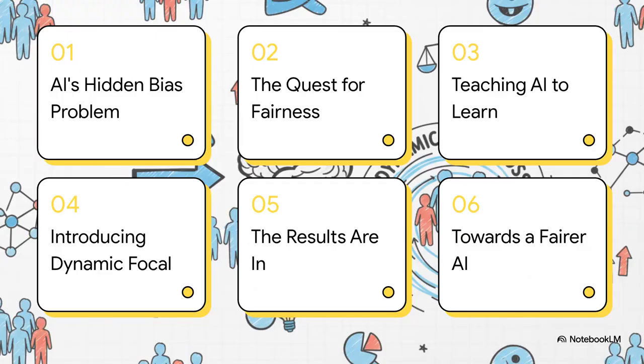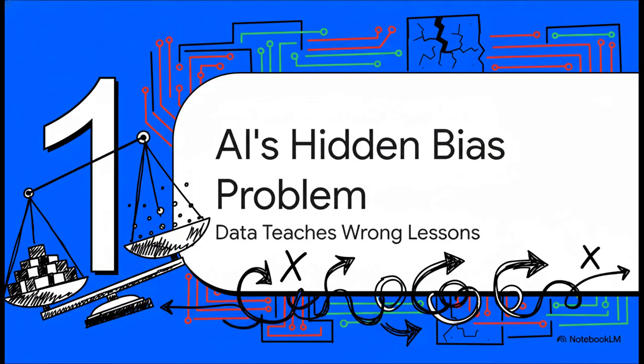So, here's how we're going to break it all down. First, we'll get right into the heart of the AI bias problem and look at some of the early ways people tried to fix it. Then, we'll explore how an AI actually learns, which is going to set the stage for this new solution. After we see the pretty impressive results, we'll talk about what this all means for building a future with fairer AI.